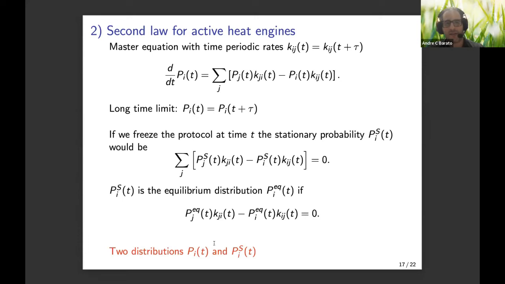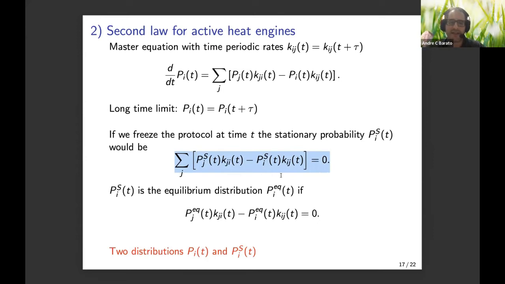But now there is a different kind of probability, which is the stationary solution I would reach if I were to freeze the protocol. So if I stopped changing my temperature and my energy and just looked at what my stationary solution would be, then that's what's sometimes called the accompanying density, or accompanying probability distribution. That is what I'm calling PS, which would be just the solution of the stationary master equation for that particular time t, okay? Of course, both P of t, the long time limit solution of the master equation, and PS of t are time dependent, and they are both periodic in time with period tau, okay?